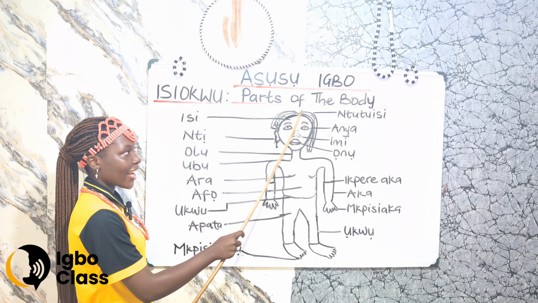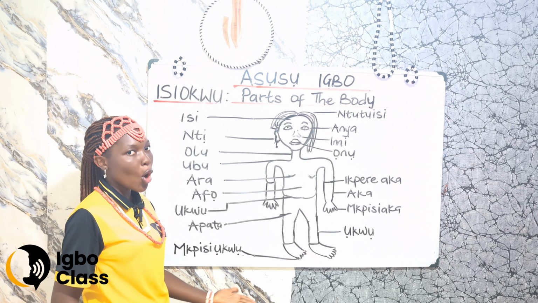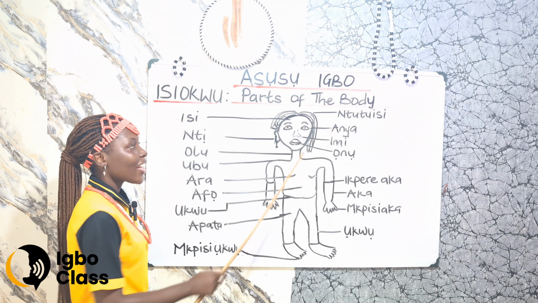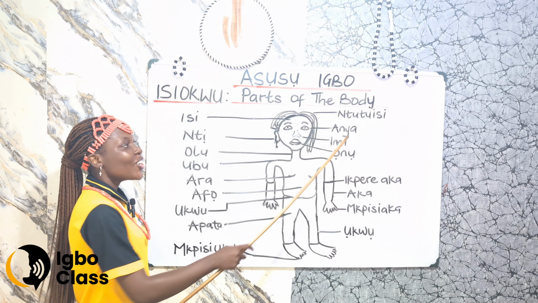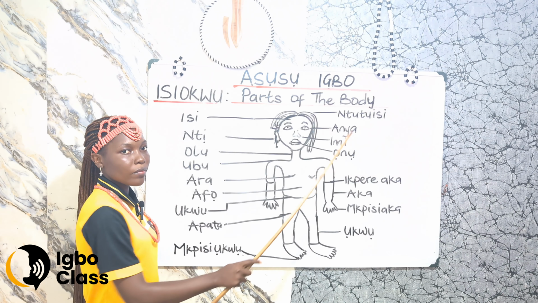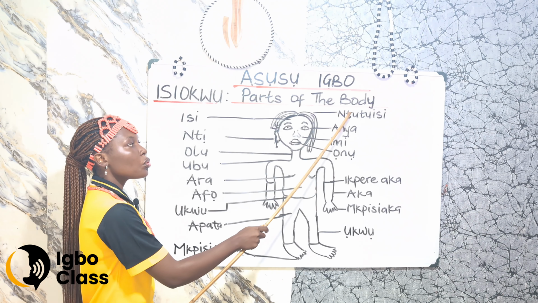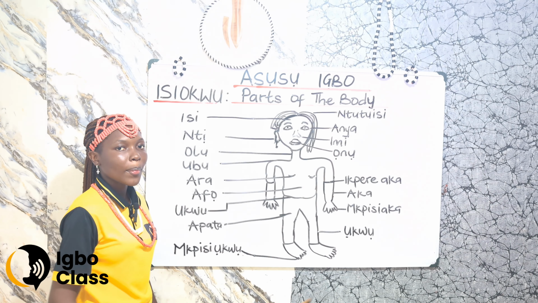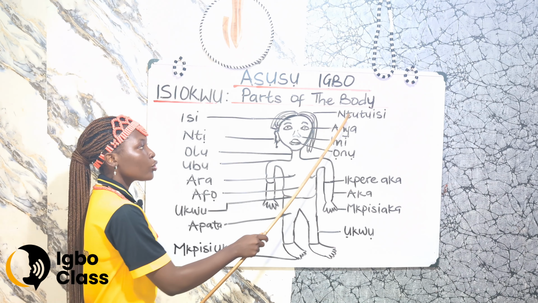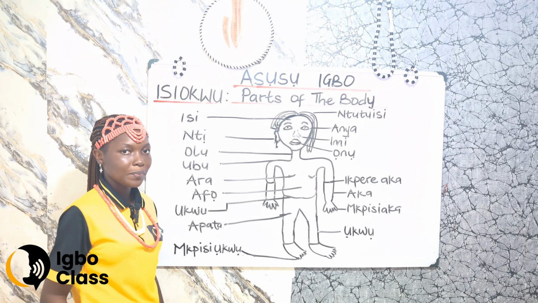The hair. We can see how long her hair is. The hair is known as ntutu isi. Ntutu isi. The hair. Ntutu isi.